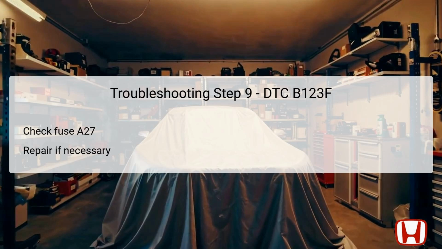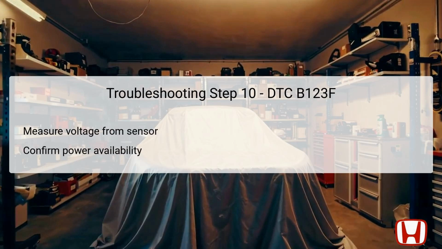If it blows again, this indicates a deeper electrical fault, likely requiring the investigation of a short within the fuse circuit. This step is important in maintaining the integrity of the vehicle's electrical functions and should not be overlooked during troubleshooting. Step 10 focuses on determining potential failure areas, particularly concerning the BCAN lines and other components.